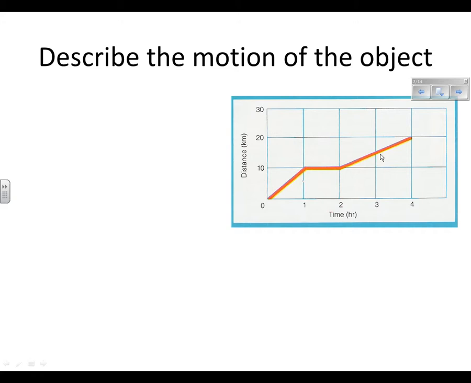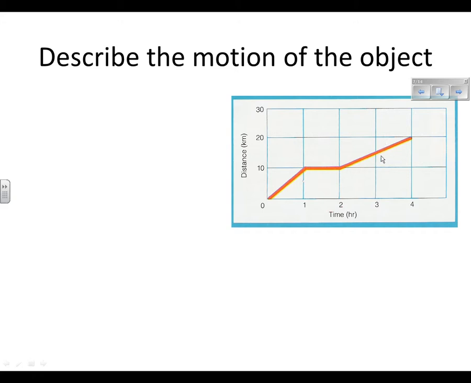Ah, there's the other half a point, right? Okay, how do you know it's slower? Because it took twice as long to move the same amount of distance. Okay. Took twice as long to move the same amount of distance. It took 2 hours on the x-axis to move up 20 kilometers on the y-axis.